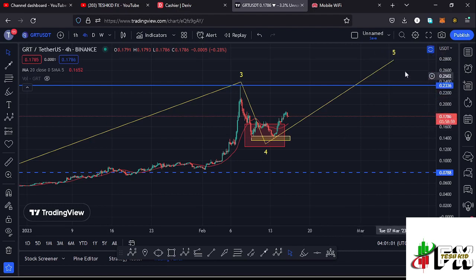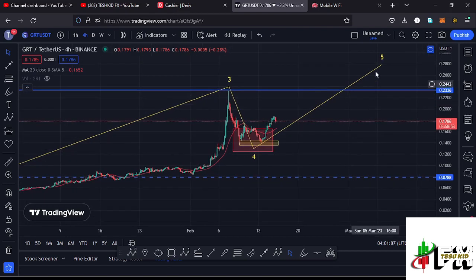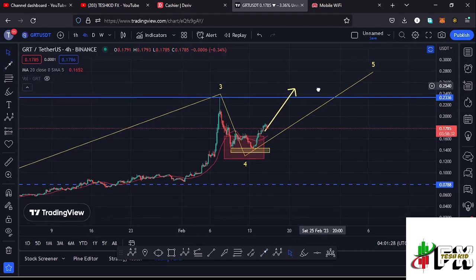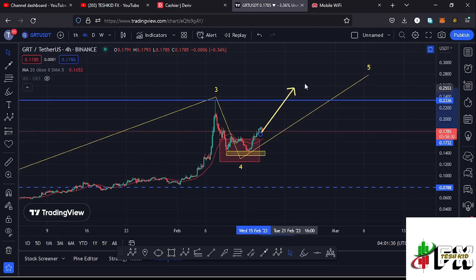And in the formation of this wave 5, there are key moves that I'm expecting to play out for us to fully confirm that whatever we are seeing over here is that bounce to the upside in the formation of that wave 5. The first move that I'm expecting is that GRT needs to continue holding above the 20-day MA here on the 4-hour chart, continue pushing higher, and also manage to break above the wave 3 high. And once that happens, then that will be enough confirmation that whatever we are seeing is that massive bounce to the upside in the formation of that wave 5.